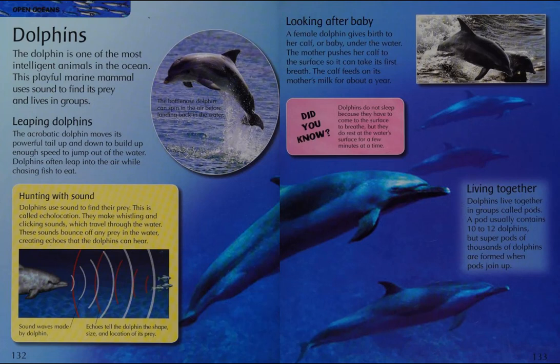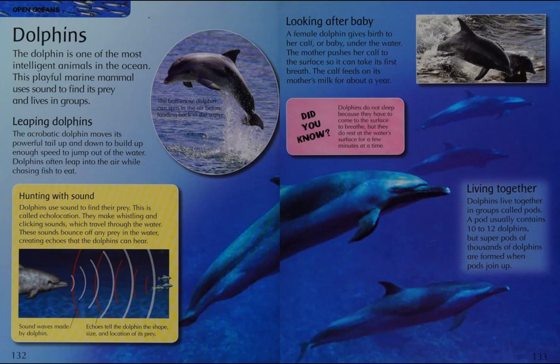Sound waves made by dolphin. Echoes tell the dolphin the shape, size, and location of its prey. Looking after baby. A female dolphin gives birth to her calf, or baby, under the water. The mother pushes her calf to the surface so it can take its first breath. The calf feeds on its mother's milk for about a year.